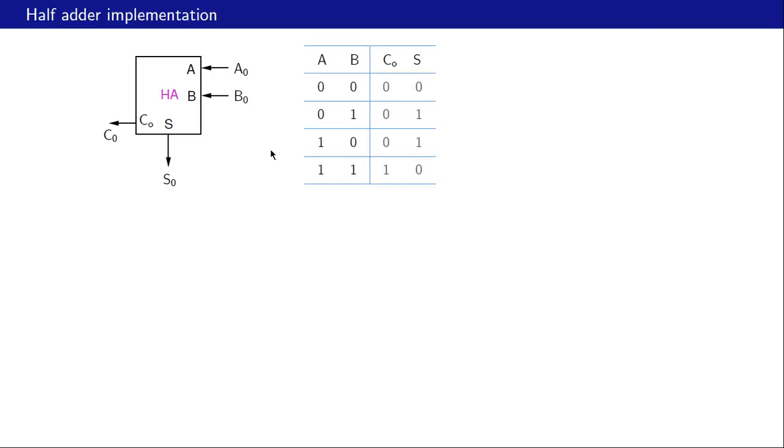Let us now look at the implementation of a half adder with gates. So let us start with the truth table. There are two tables in fact here, one for the sum bit and one for the carry out bit. When A and B are both 0, then the sum bit is 0, carry out is also 0. When A, B are 0, 1 or 1, 0, then the sum bit is 1, carry out is 0. And when A, B are both 1, then the sum bit is 0, carry out is 1. Alright, so these are the functions that we need to implement.